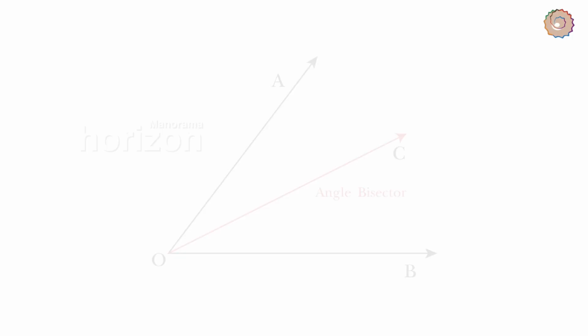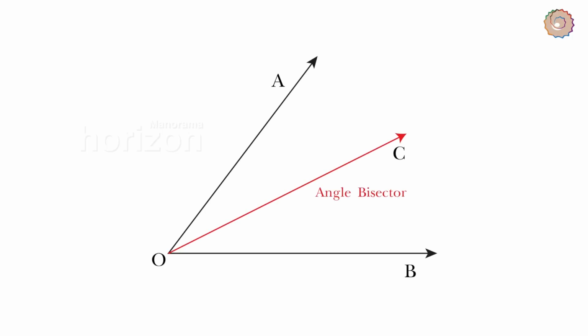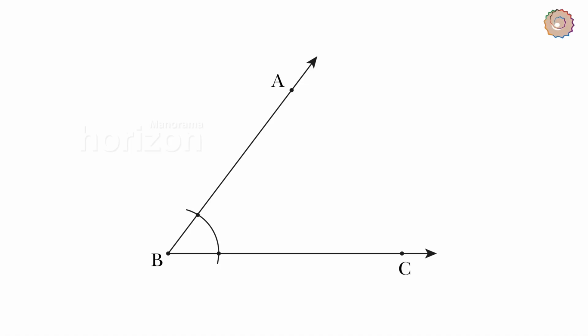Construction statement: to construct the bisector of a given angle. Given an angle ABC, we want to construct its bisector. Now, let's see the steps of construction. Step 1. Taking B as center, draw an arc of any radius intersecting BA and BC at points E and D respectively. Second, taking D and E as centers and with a radius more than half of DE, draw arcs to intersect each other.